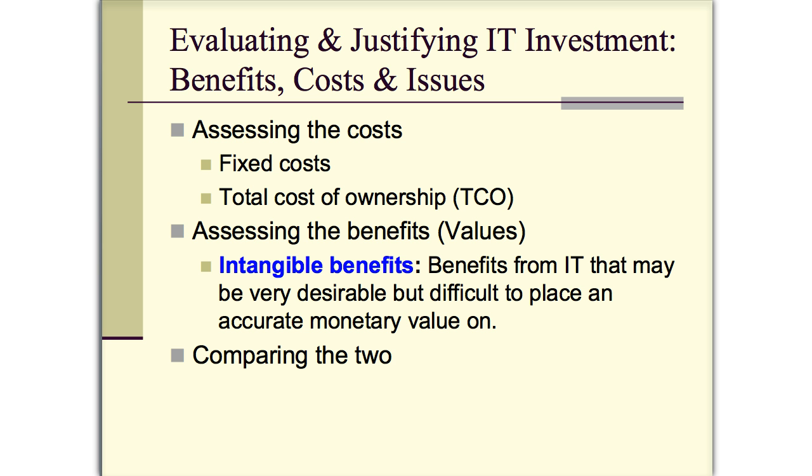Okay, so when it comes to evaluating and justifying these types of investments, you have to look at all of the benefits and costs. When you're assessing the costs, there are two types of costs. You have your fixed costs. These are the costs that remain the same regardless of the change in activity level. So the purchase price of a particular system may be a fixed cost.